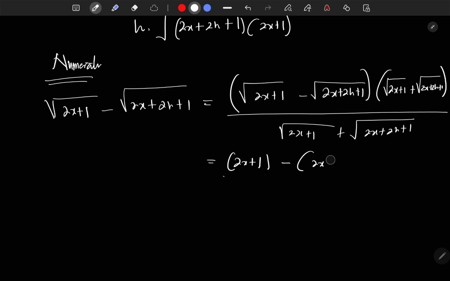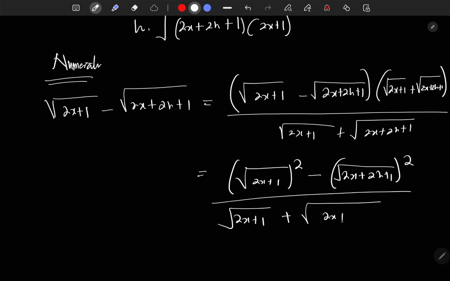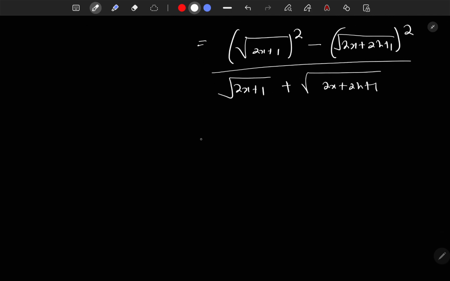In short, I'm saying this for someone who's not aware of what is happening. This is the difference of two squares. I think you can see there's a plus and minus there. So what we do is that if it's a difference of two squares, meaning we have this minus squared over root of 2x plus 1 plus root of 2x plus 2h plus 1. Meaning what we have here is just 2x plus 1 minus 2x minus 2h minus 1. We have something like that.